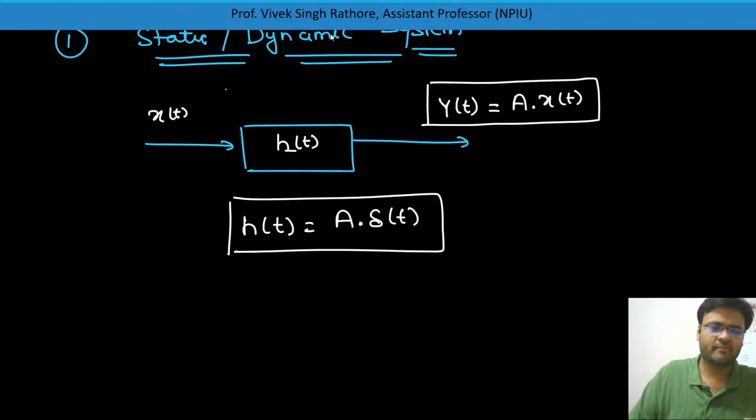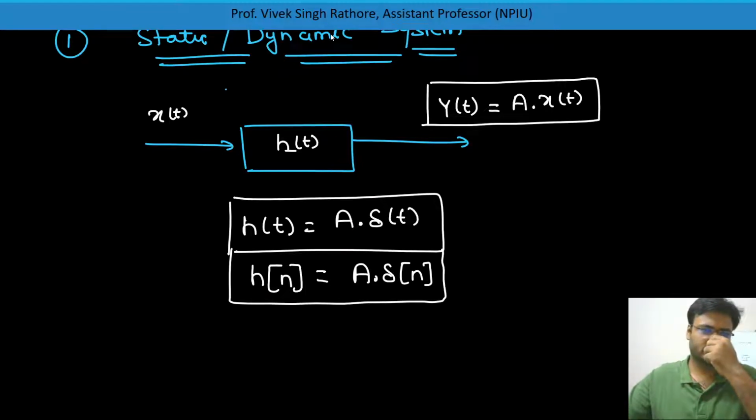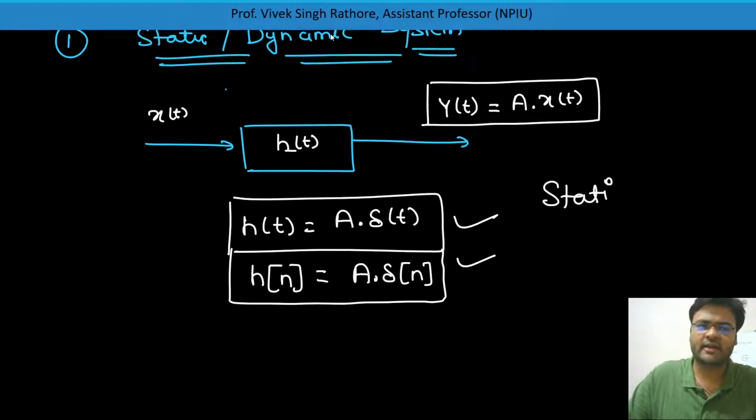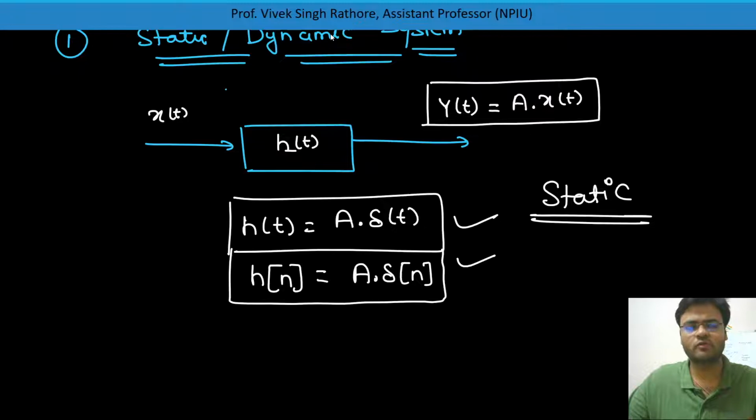Or in a discrete time LTI system, if your impulse response h of n is a delta of n, then you can say that your system is absolutely static. It is not doing anything, it is just multiplying with a magnitude a, and giving the same input as output multiplied by a. So this type of system is called a static system. By seeing the impulse response like this, you can definitely say it is a static system.